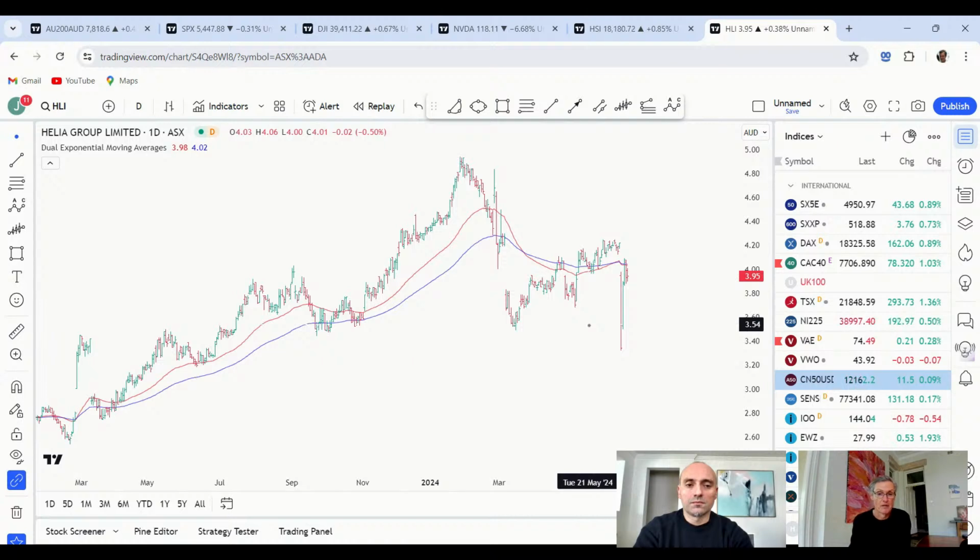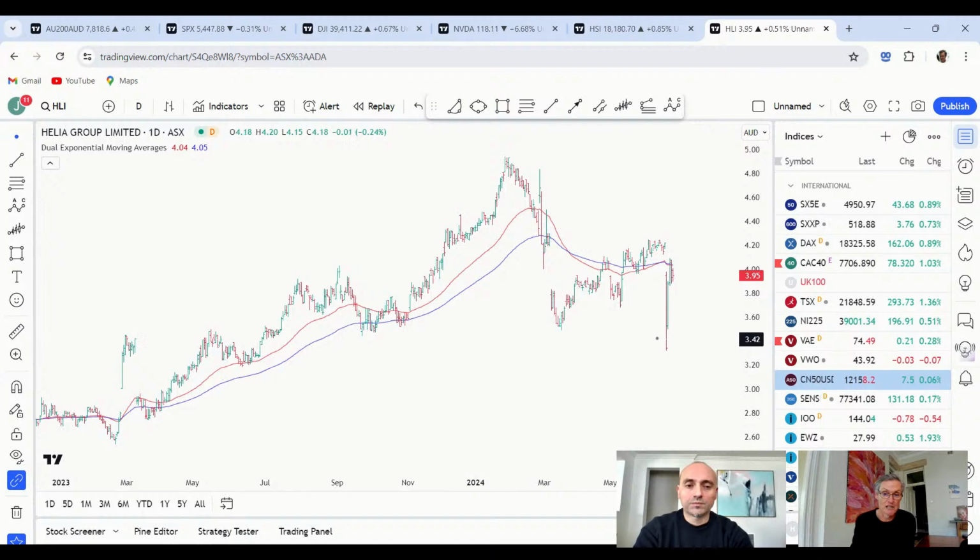But there are always different ways you can play these things. I'd probably be out of this stock if I was in it. I certainly wouldn't be looking to buy it at this point. Now it's below the moving averages. It's all just become a bit of a mess after this big gap down. I'd be just steering clear of it now and leaving it to the side. Let it settle down, and come back and reassess the price action later on.